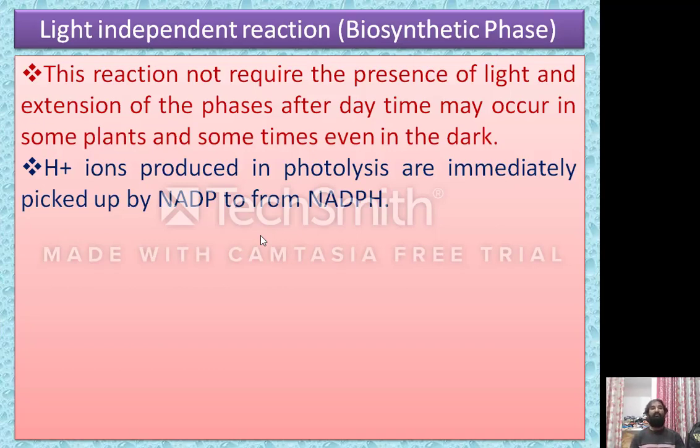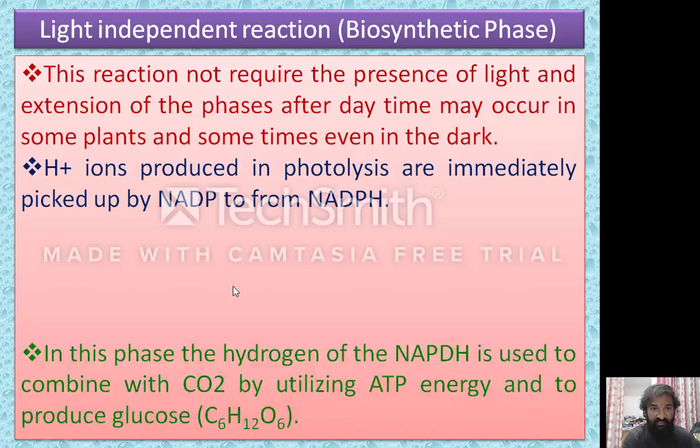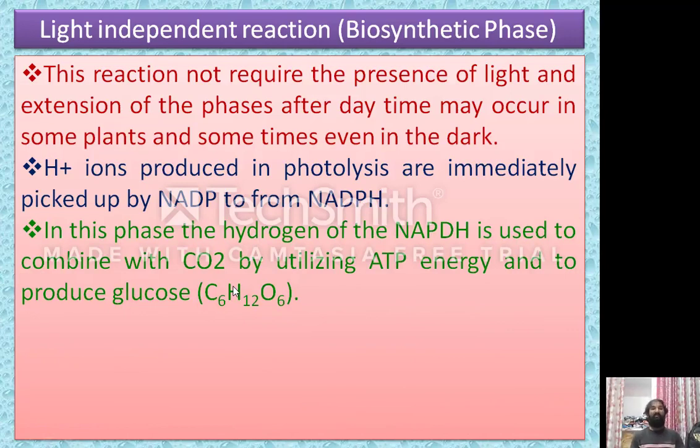Just see here: H plus ions are produced in the photolysis of water, and are immediately picked up by NADP to form NADPH plus. As well as that, ATP is also formed. So the end product of the photochemical phase is ATP and NADPH plus. In this phase, the hydrogen of the NADPH is used to combine with the CO2. For the combination of CO2 plus H plus ion, it utilizes ATP as an energy molecule.